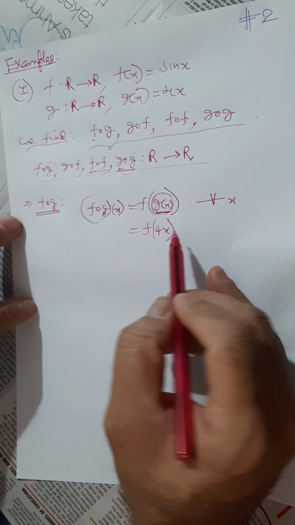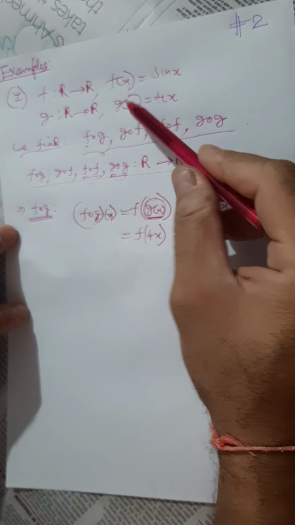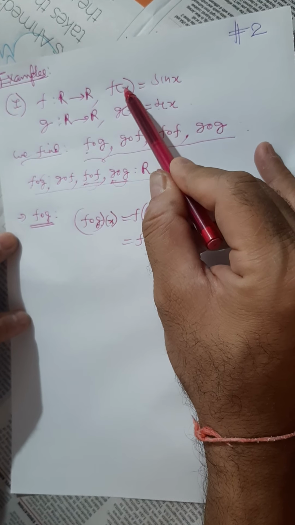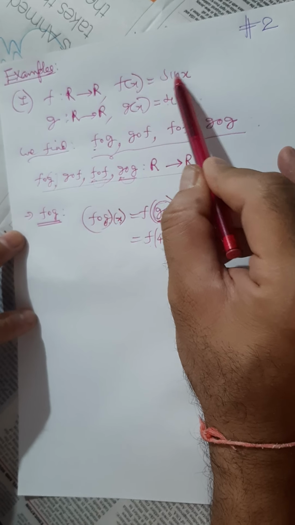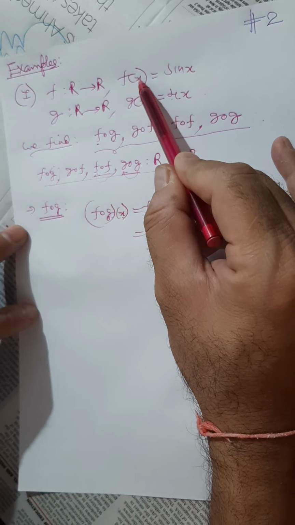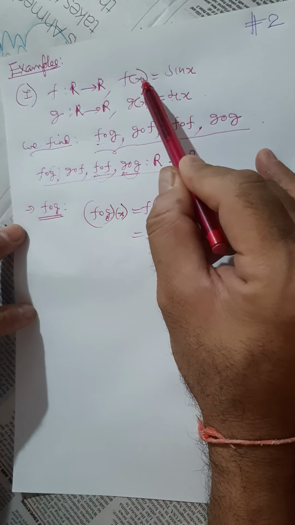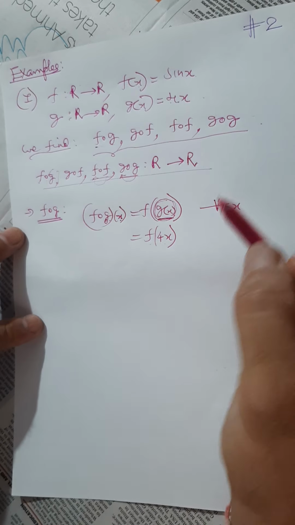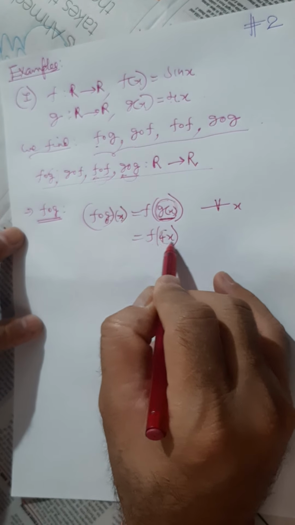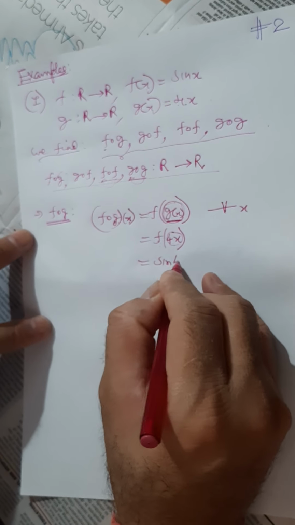Here g(x) is 4x. Now outside you have f. What is the rule of this function f? If you have x, then it becomes sin x. If I write 0 here, then this is sin 0. If I write 1, then this is sin 1. If I write 2, then this is sin 2. If I write 100, then this is sin 100. Remember, that's the rule. Now here you have 4x, so if I apply the function, this will be sin 4x.